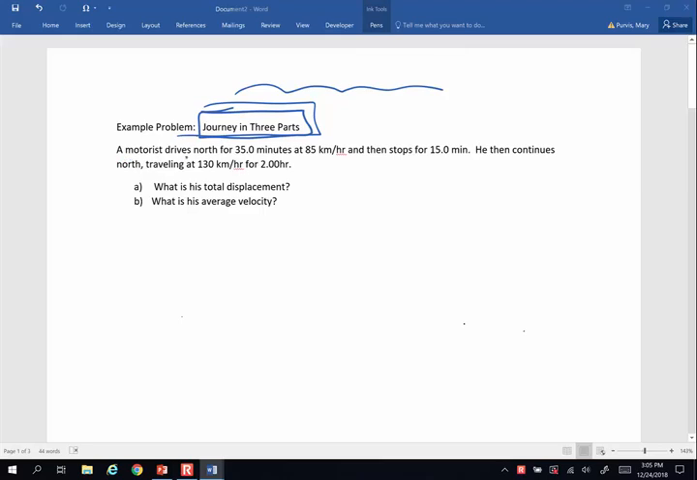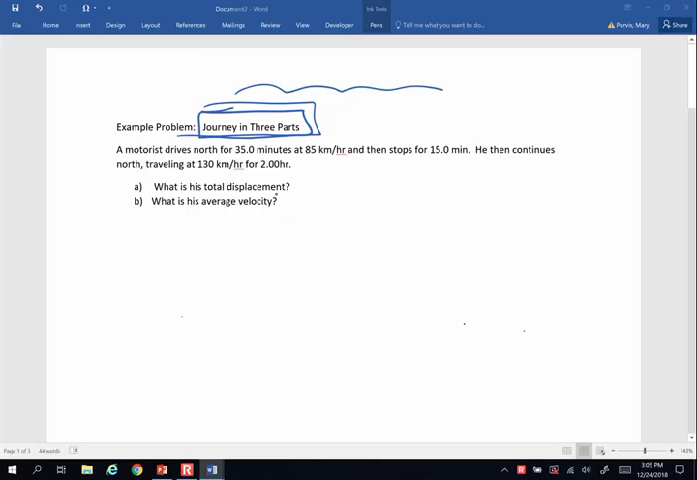A motorist drives north for 35 minutes at 85 kilometers per hour and then stops for 15 minutes. He then continues north, traveling at 130 kilometers per hour for 2 hours. What is the total displacement and what is the average velocity for the entire journey?